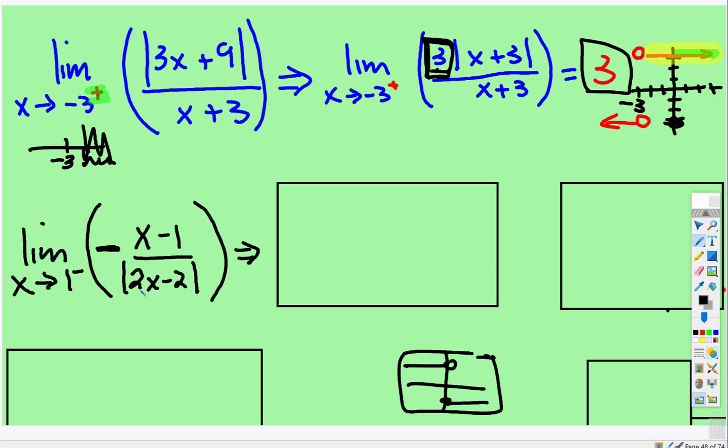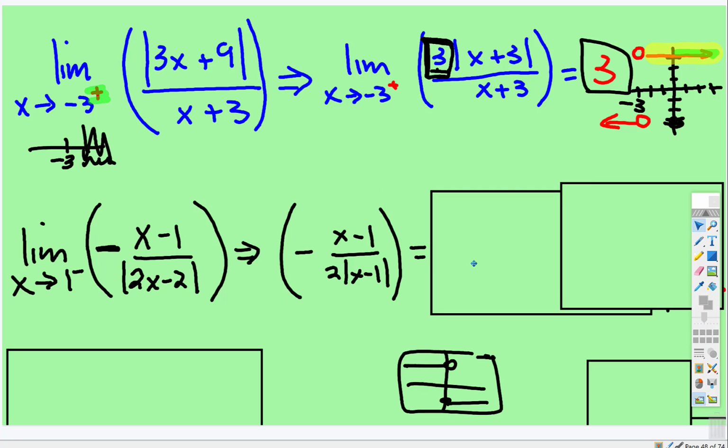In the denominator, now the absolute value is in the denominator. It doesn't change what we do, but they both share a 2 in common, so we're going to factor out that 2. And then look at what we have. We now have a 1 half. So this is positive 1 half, this is negative 1 half.